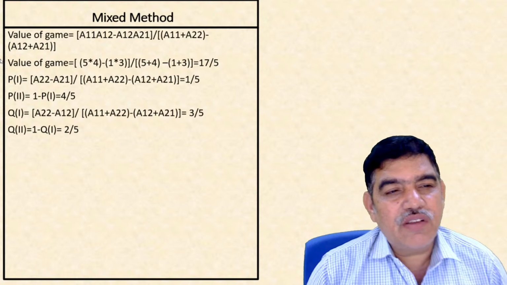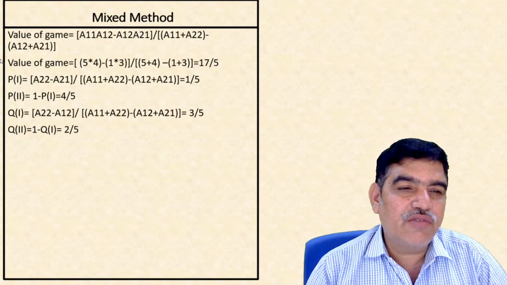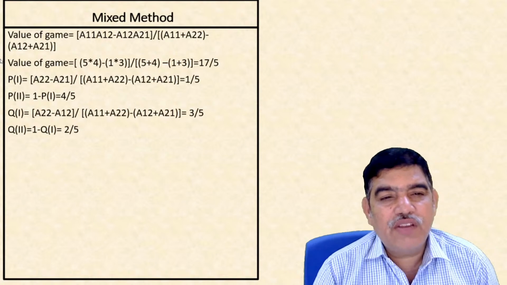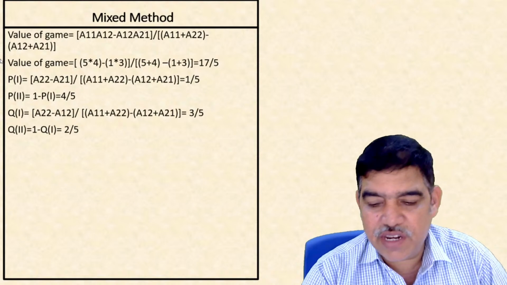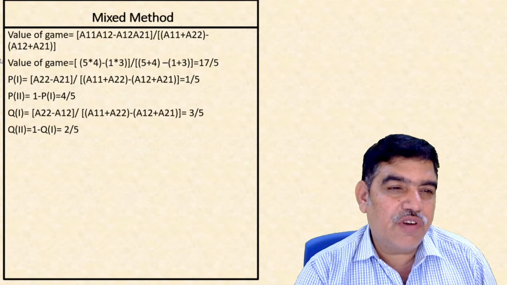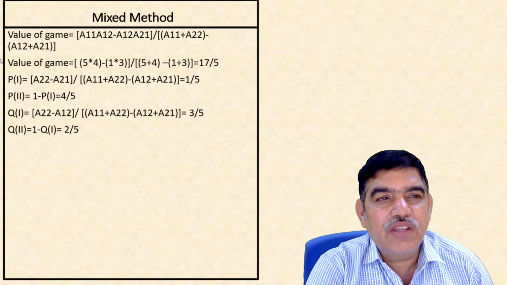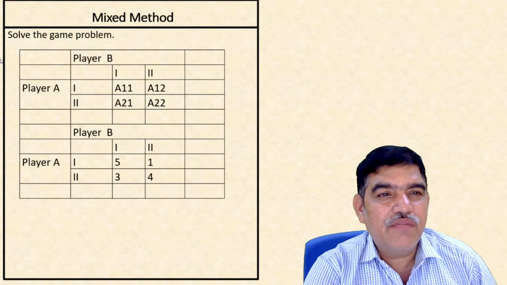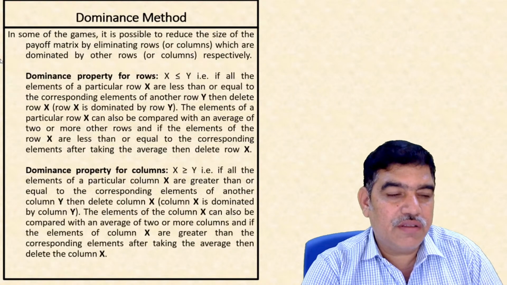Similarly, we calculate the probability for strategy 1 for player B by using the formula A22 minus A12 divided by A11 plus A22 minus A12 plus A21. After putting the values in that formula, we get 3 by 5. And the probability of strategy 2 for player B becomes 1 minus Q1, that is 2 by 5. So this is how to calculate the value of game and probabilities for the mixed method by using the formula.